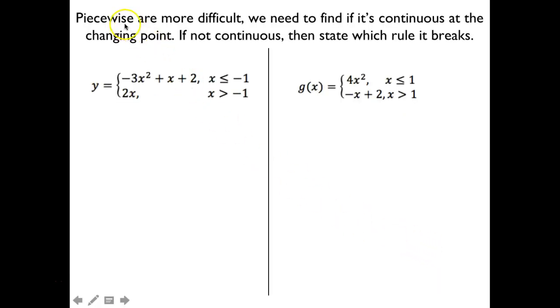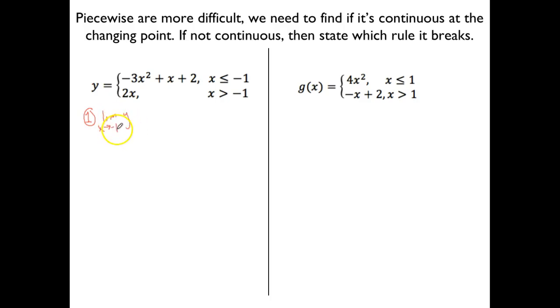Okay, so what we're going to be doing today is checking if these piecewise functions are continuous or not. And if it breaks any rules, tell me which one. You guys have already done these before with limits and points, so it should be pretty easy. Step 1. Does it have a limit as x approaches, and we're going to be checking at the transition value here, -1, of our function y.